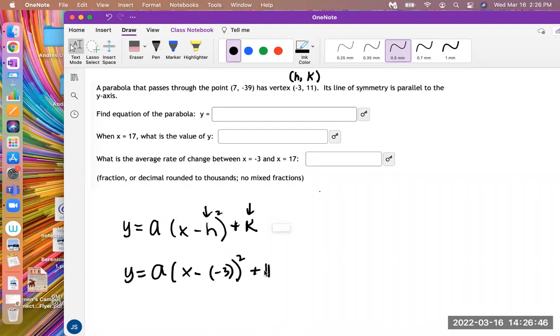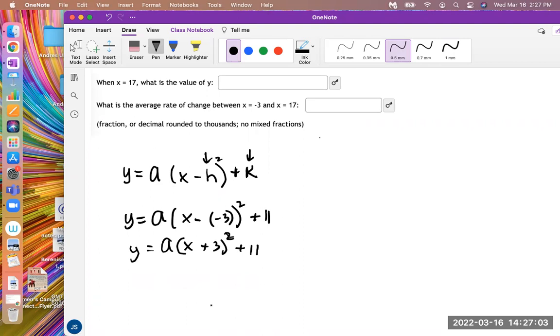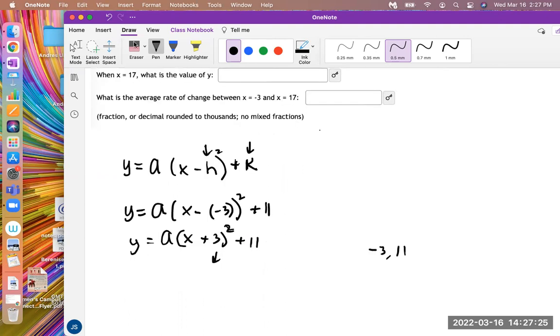All right, so now we just simplify it. It becomes a(x plus 3) squared plus 11. So I can double check this. If you have already practiced with an equation that looks like this, you know how to graph it. Then you would recognize that the vertex is going to be the opposite in sign of what you see in the equation. So the vertex in this case would be (-3, 11), which it is. So I know that I did that math correctly there.